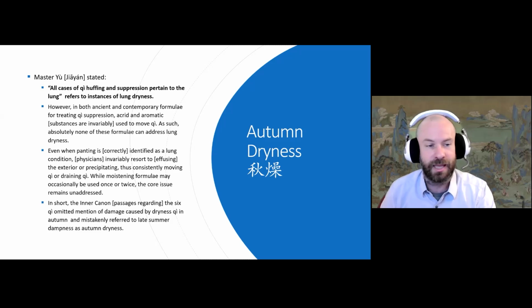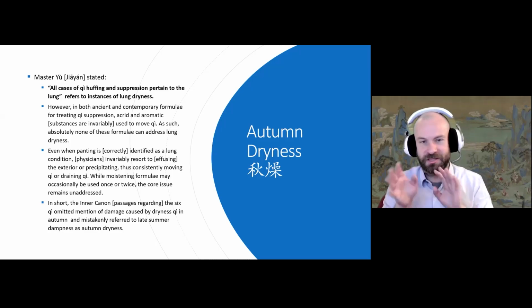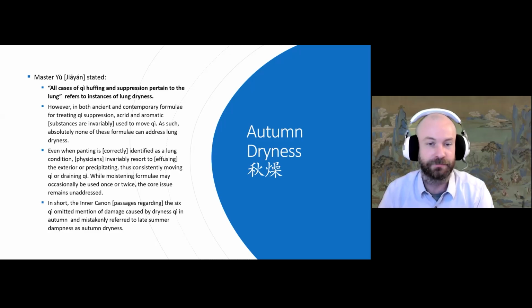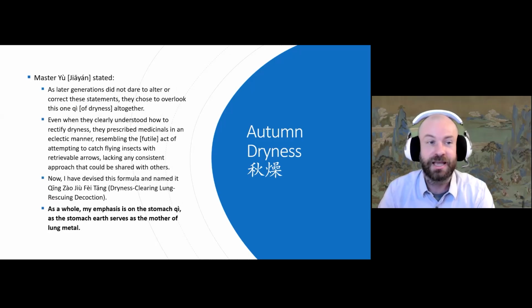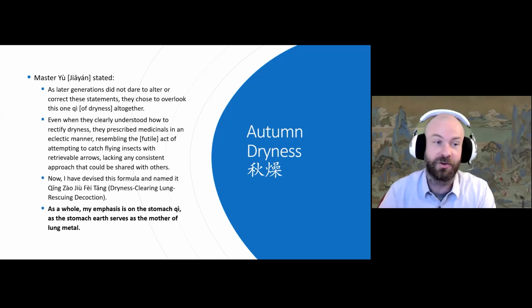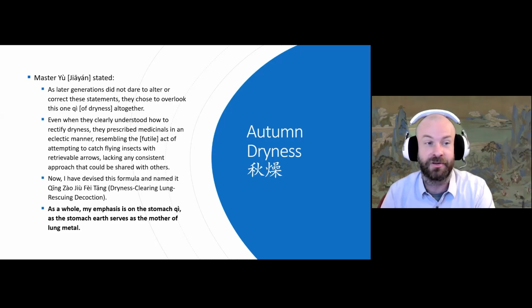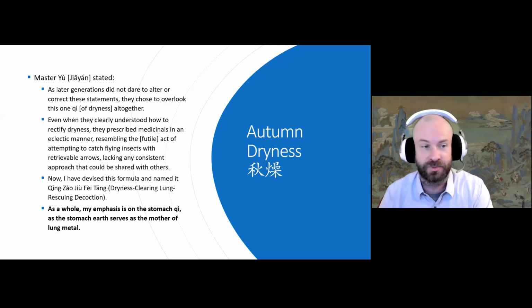In short, the inner canon passages regarding the six qi omitted mention of damage caused by dryness qi in autumn and mistakenly referred to late summer dampness as autumn dryness. So that just comes back to one of the quotes from the Neijing. And he continues, as later generations did not dare alter or correct these statements, they chose to overlook this one qi of dryness altogether.